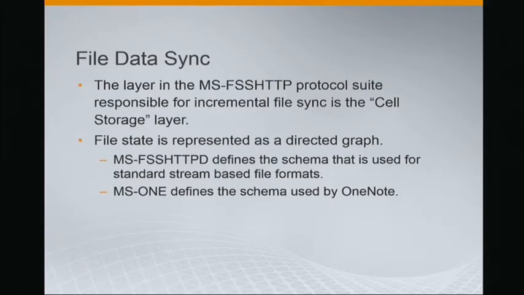So if you look in MS-FSSHTTP, you'll find, as I said, the schema in that graph that describes normal file stream-based documents. So OneNote acts a bit differently in that, instead of using a traditional file format, they integrate directly with the protocol or the file model. And the MS-ONE document describes how they represent the notebook, sections, pages, objects on the pages directly within the graph. And you'll find there's two very different ways in which we use it.